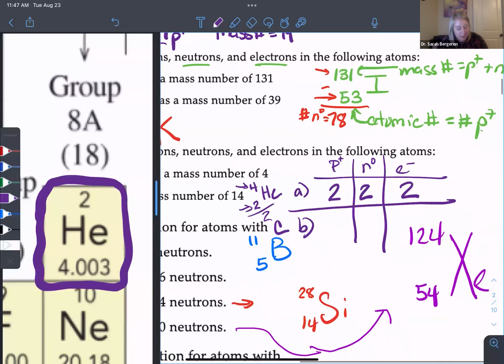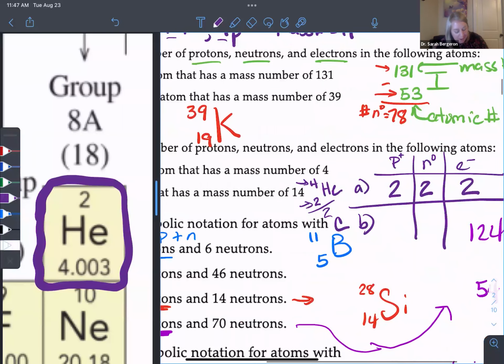Let's do the same thing in B. We're doing carbon that has a mass number of 14. So let me kind of erase this.